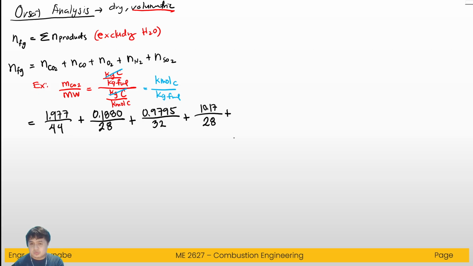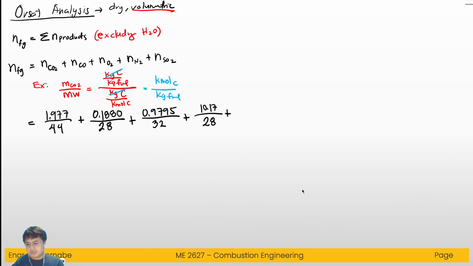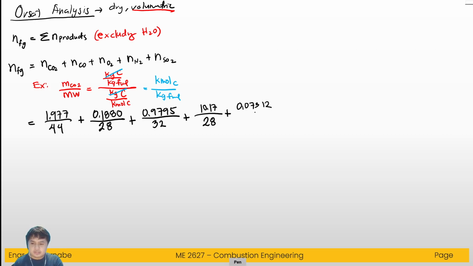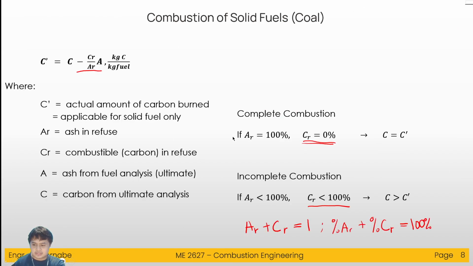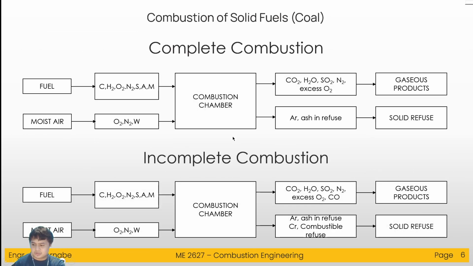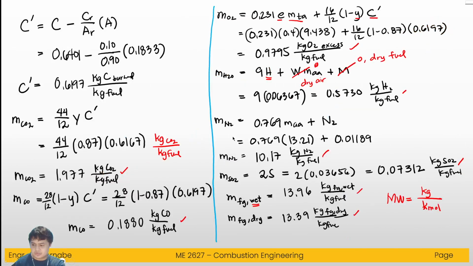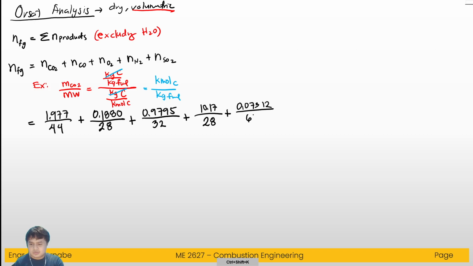And then lastly, you have SO2. So SO2 here is 0.07312. The sulfur here is, I always forget, this is 32 nga ba? You can remember it is 32, but I just want to make sure. Sorry, guys. Anyways, I think it is 32. So this will be 64. We have a reading here, so we can check if this is correct.